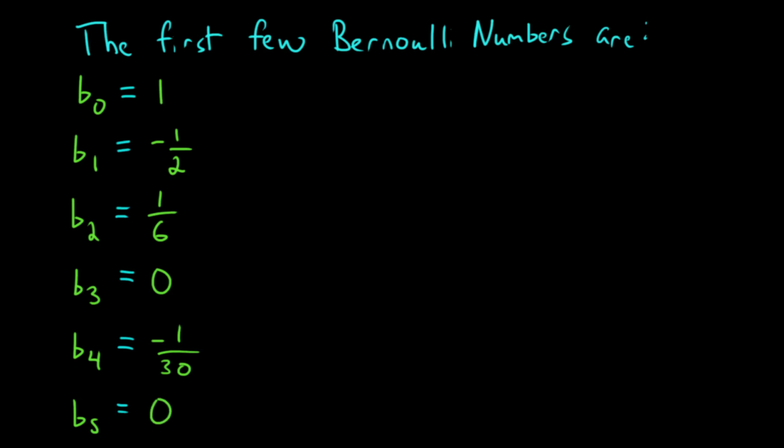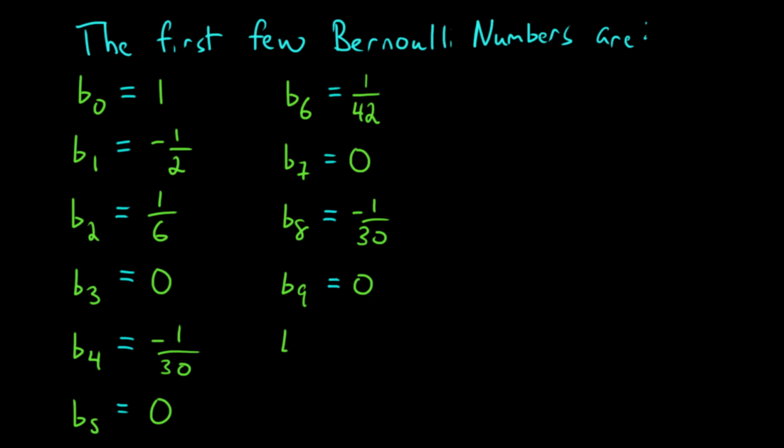b sub 5 equals 0. b sub 6 equals 1/42. b sub 7 equals 0 again. You might start seeing a pattern now. b sub 8 equals negative 1/30 again. b sub 9 equals 0. And b sub 10 equals 5/66. And so on.